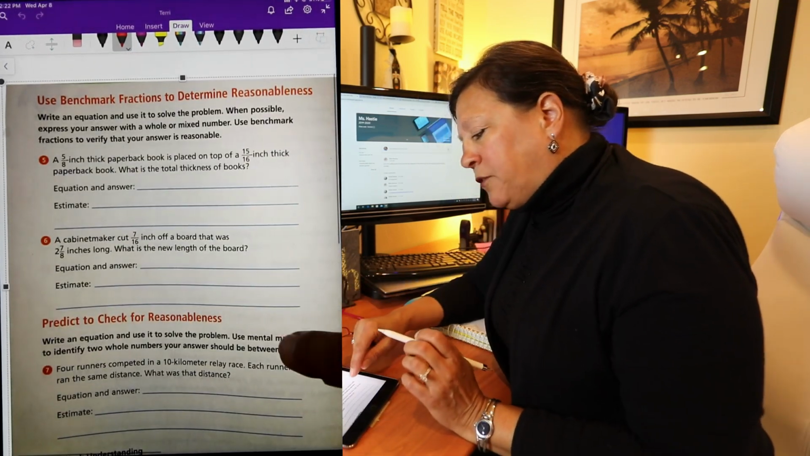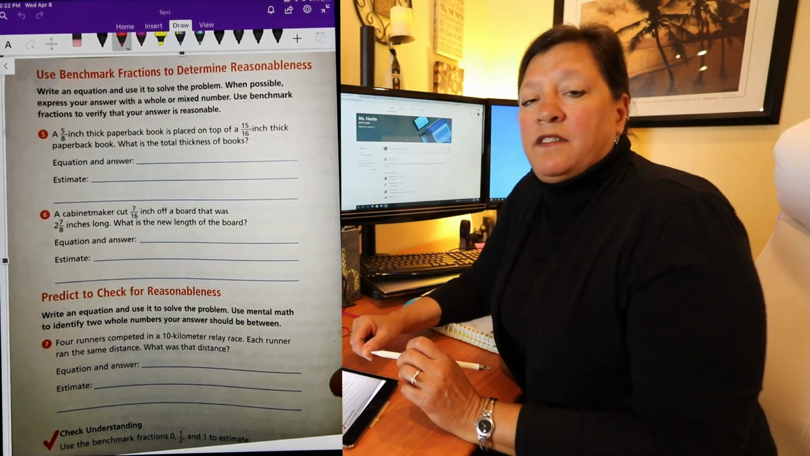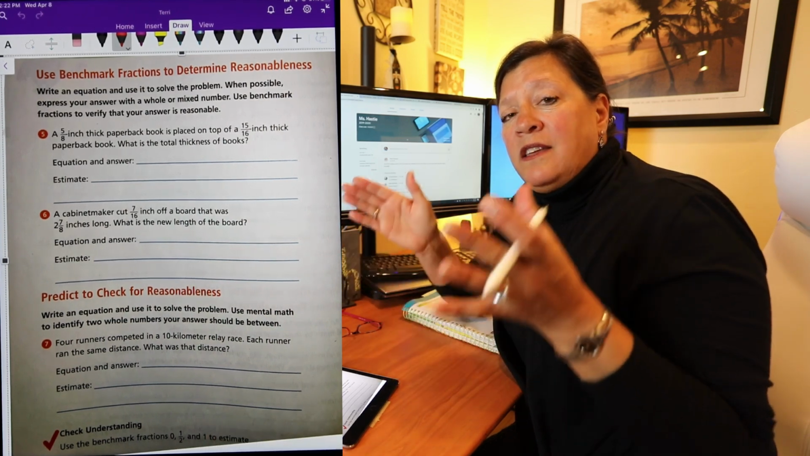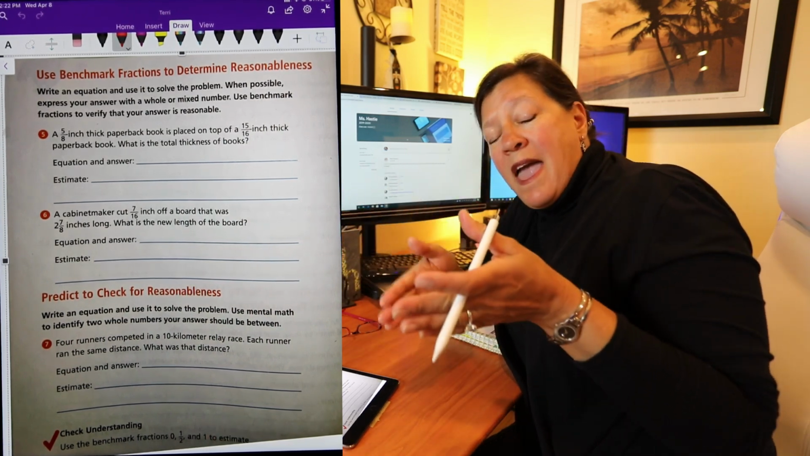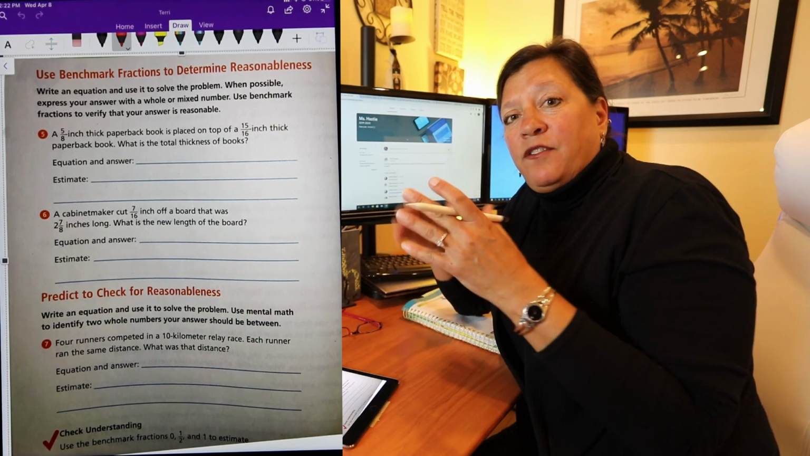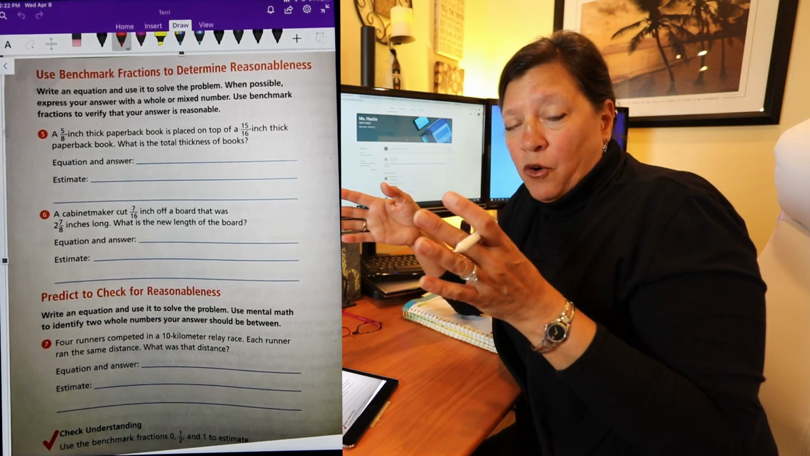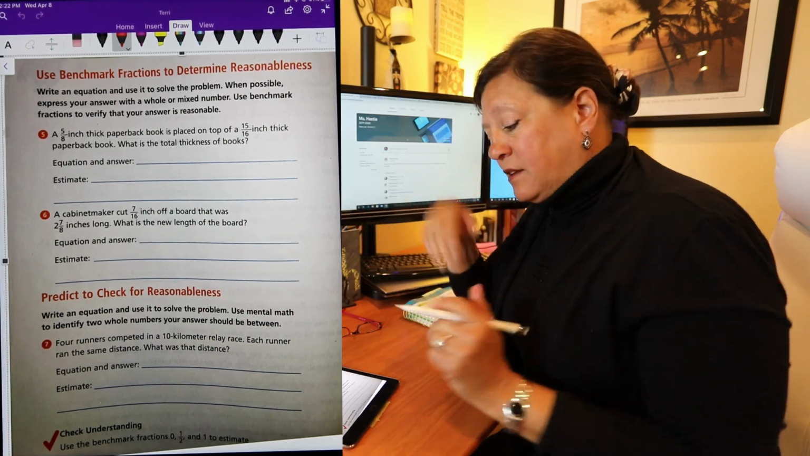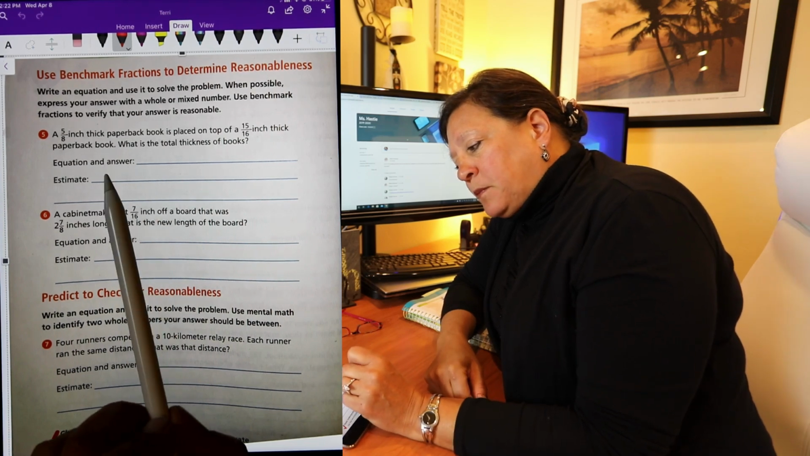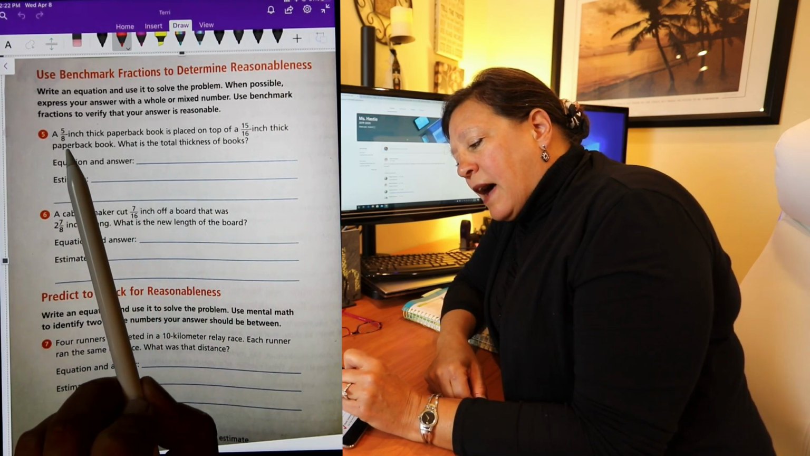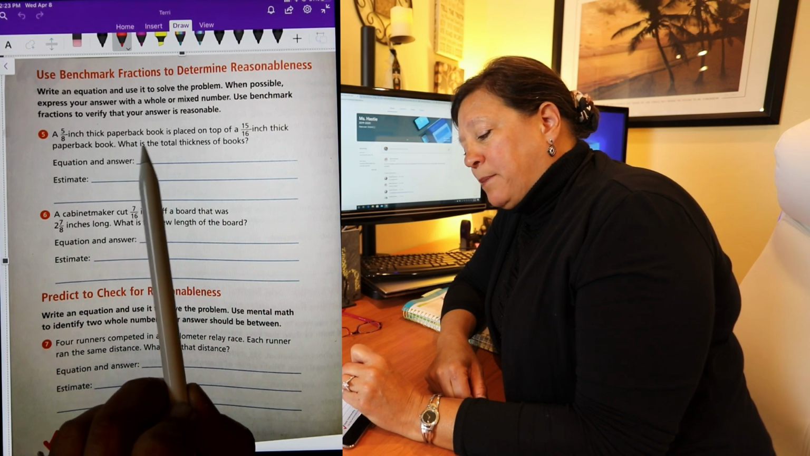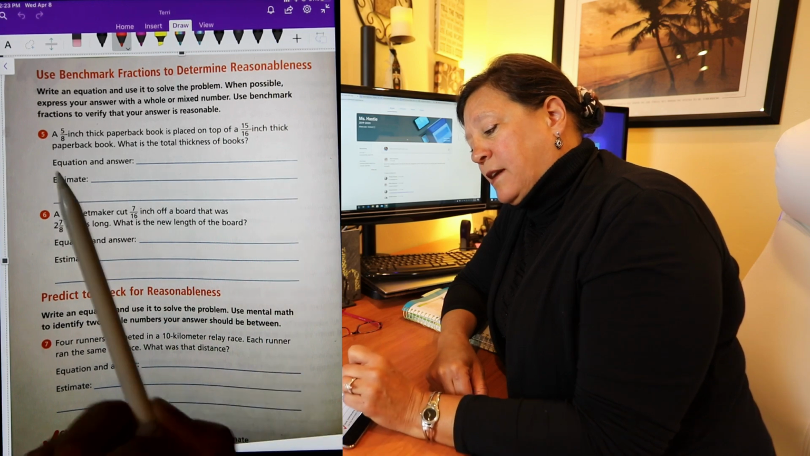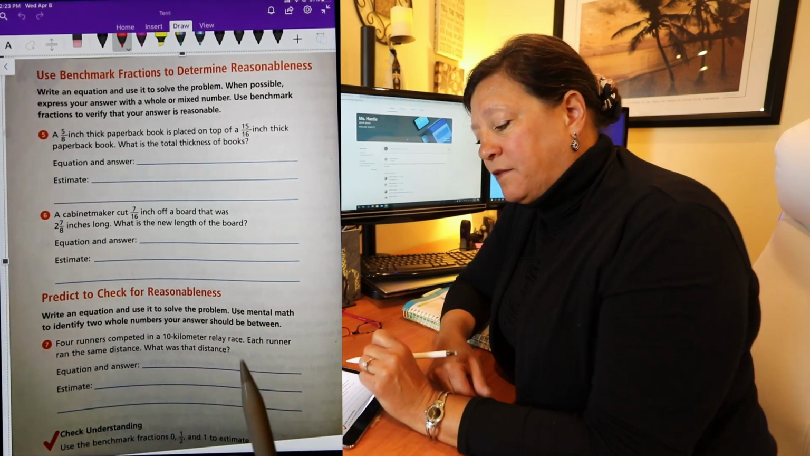Use benchmark fractions to determine reasonableness. Remember, when we're dealing with fractions and benchmarks, if it's less than 1, then our benchmarks are 0, half, and 1. But if it's greater than 1 and we have whole numbers involved, then we're dealing with what is the closest whole number that it would round to. Okay, so let's look at number 5 here. A 5/8 inch thick paperback book is placed on top of a 15/16 inch thick paperback book. What is the total thickness of the books?